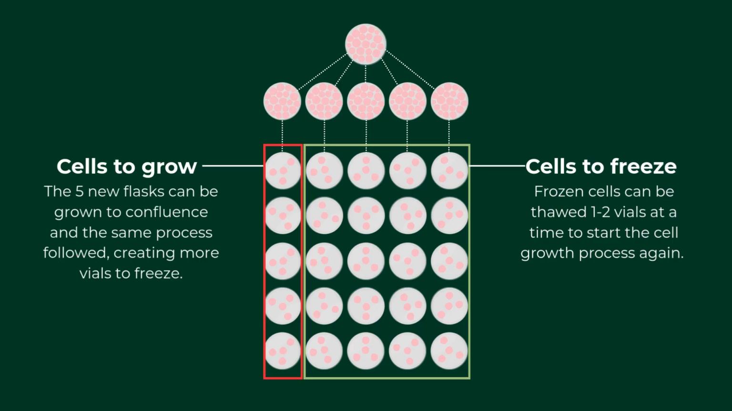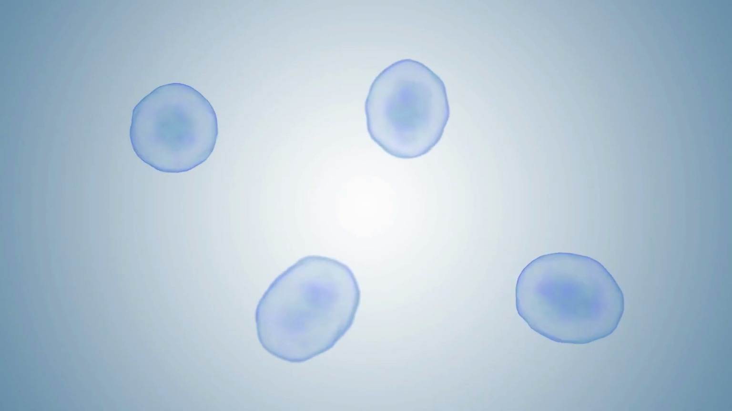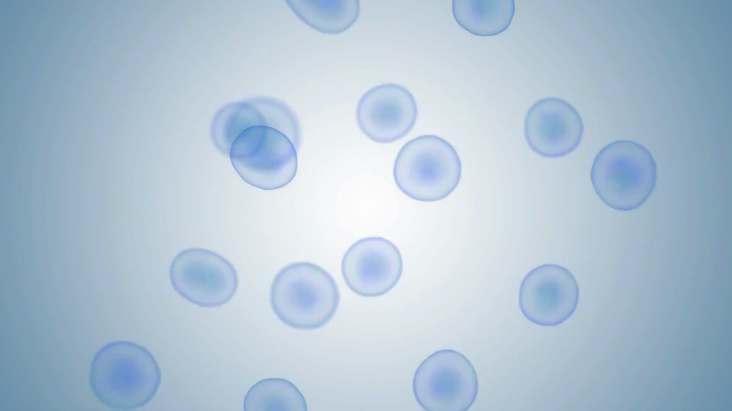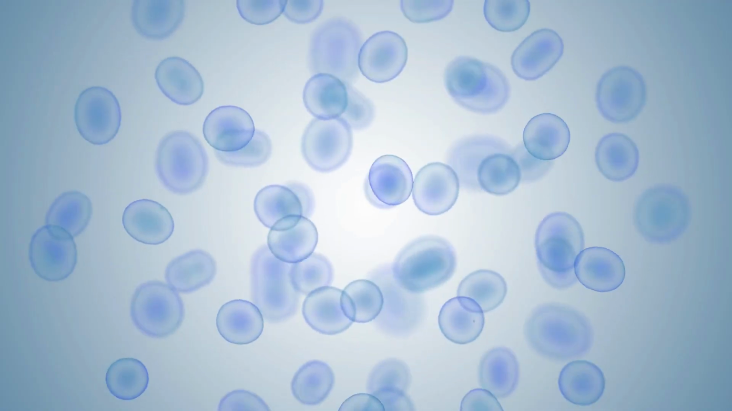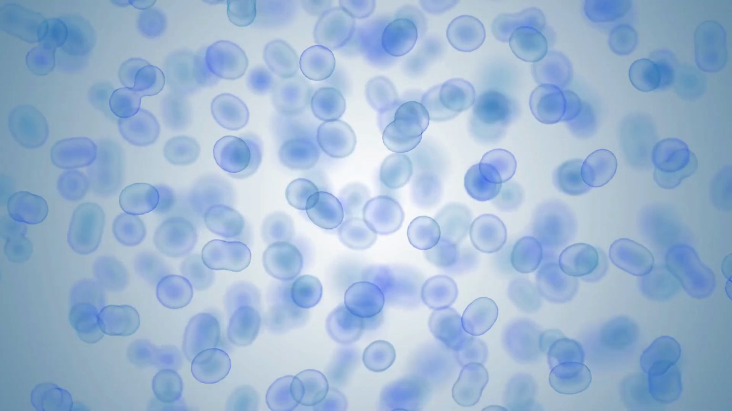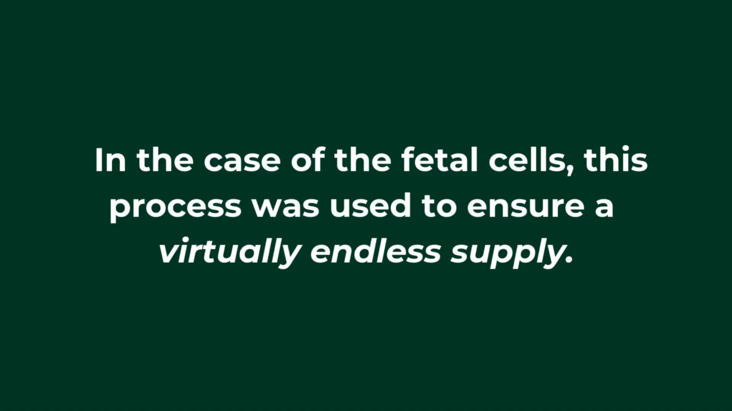Likewise, in a few days, the 5 new flasks will grow to confluence, and the same process can be followed, creating more vials to freeze. The important point to understand, though, is that cells grow exponentially, so scientists can grow large quantities of cells to use immediately or to store for future use. In the case of the fetal cells, this process was used to ensure a virtually endless supply.